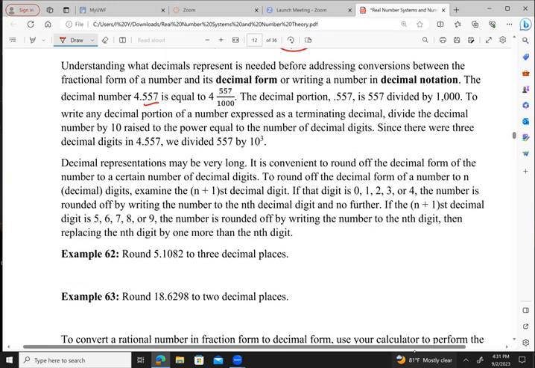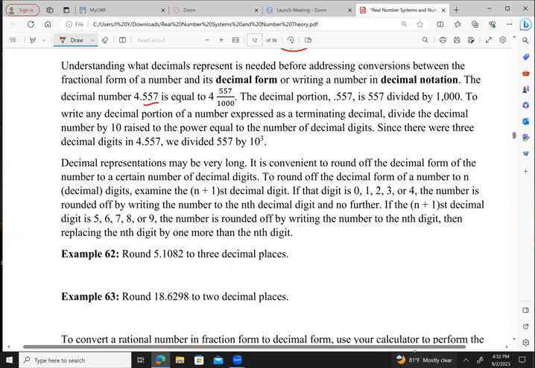Decimal representations may be very long. It's convenient to round off the decimal form of a number to a certain number of decimal digits. To round off the decimal form of a number to n decimal digits, examine the n plus 1 digit. If that digit is 0, 1, 2, 3, or 4, the number is rounded off by writing the number to the nth decimal digit and no further. If the n plus 1 decimal digit is 5, 6, 7, 8, or 9, the number is rounded off by writing the number to the nth digit, then replacing the nth digit by one more.